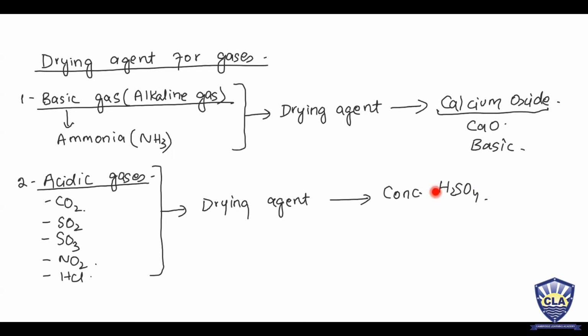For basic gases, don't use concentrated sulfuric acid. Why? Because ammonia is a basic gas, it could react with the acid. For acidic gases use acid, for basic gases use a basic drying agent. So what would happen if these gases have water vapors inside them and you pass them through concentrated sulfuric acid? Concentrated sulfuric acid is a drying agent, it will absorb the water vapors, and these gases would become dry.